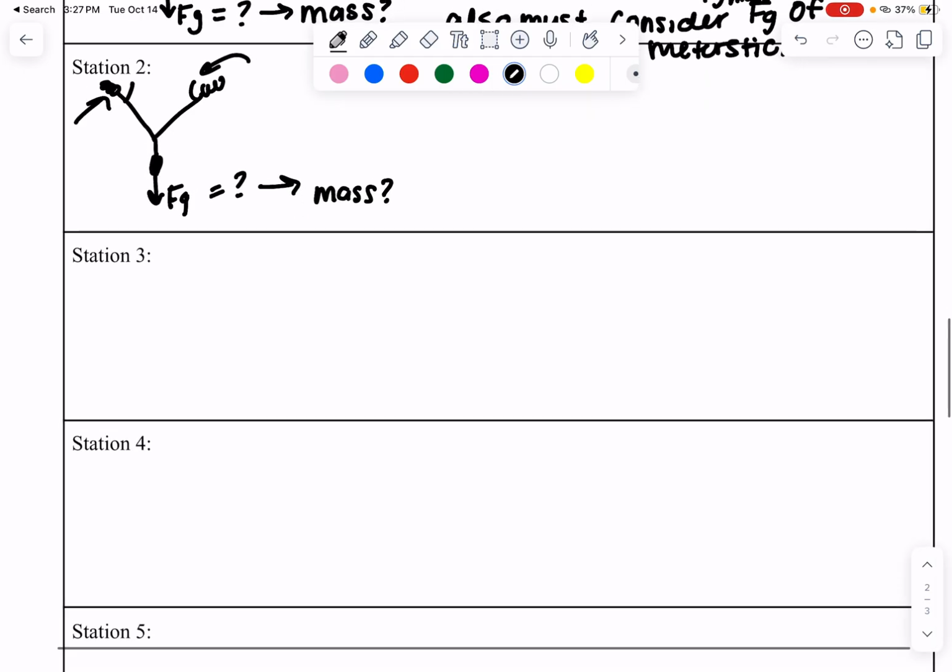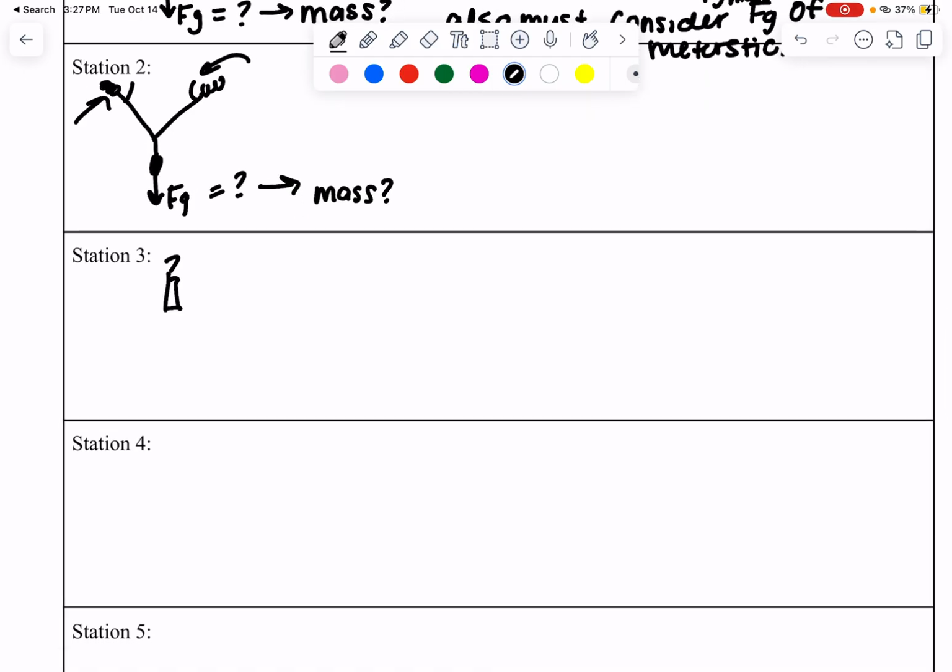Okay, and then station 3 is a very simple one. You've got your spring scale, and you've got a mass that's hanging from that with FG down, and you're going to then try to figure out the mass from that reading on the spring scale. You'll have to think about how that reading compares to your FG.